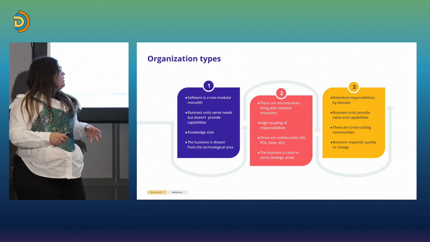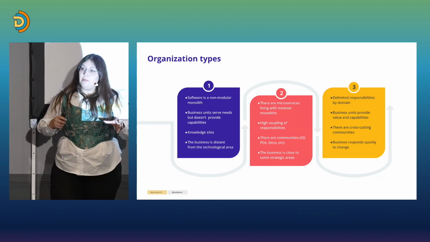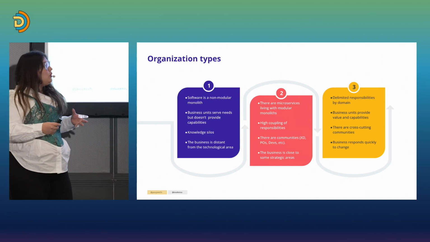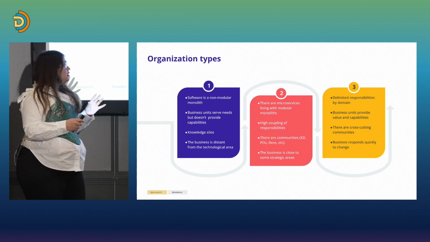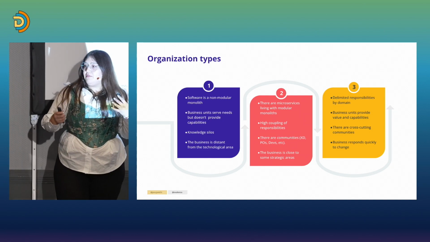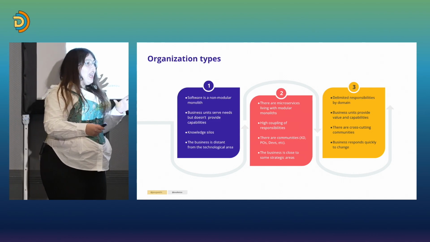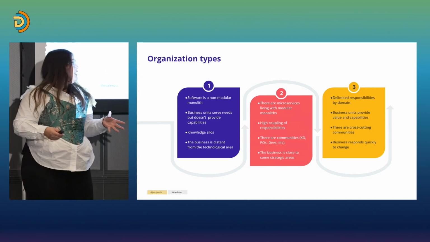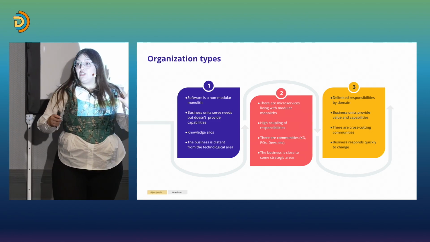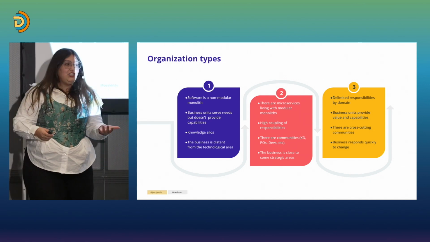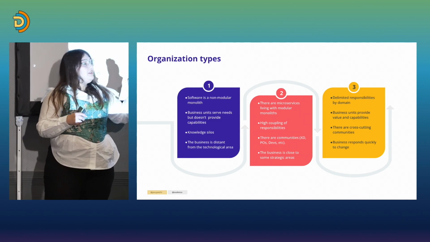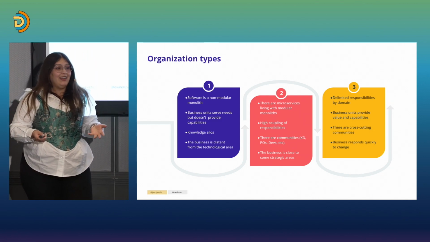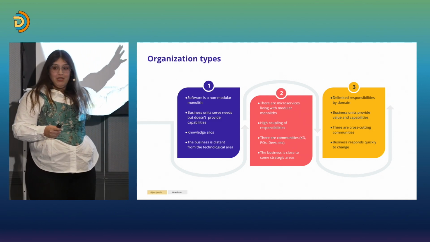The second type of organization is where there are already some microservices. They're starting to go modular. There's a high coupling of responsibilities, but also there are communities. Now we see dev communities, XP, agile communities inside the organization, and the business is close to some strategic areas. And the third one has limited responsibilities by the domain. It's what we want to be.